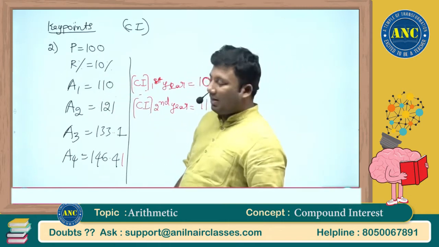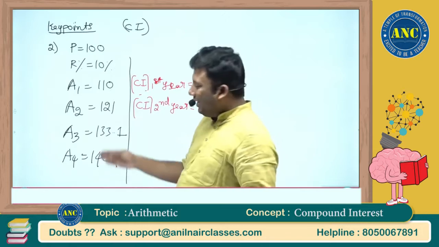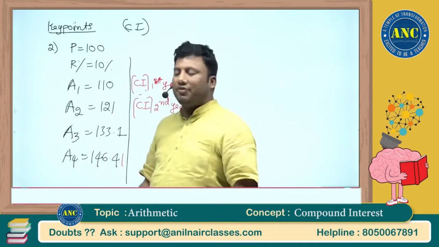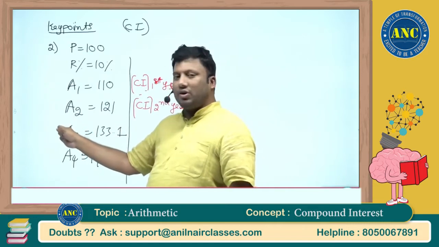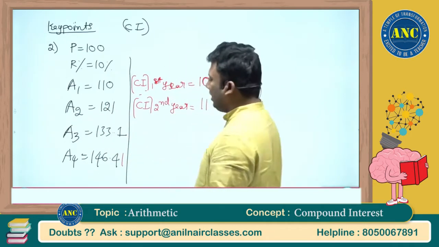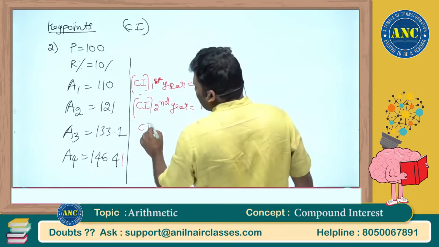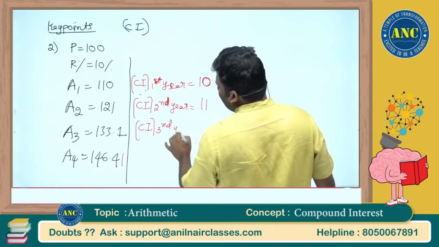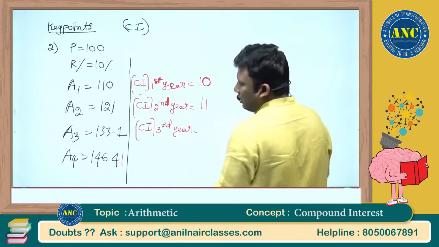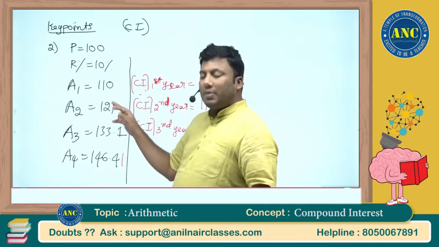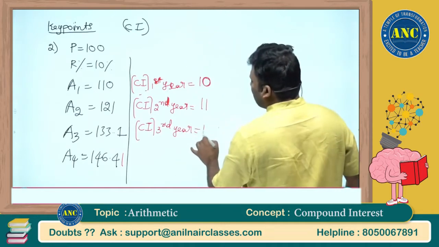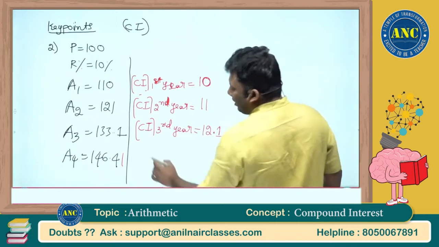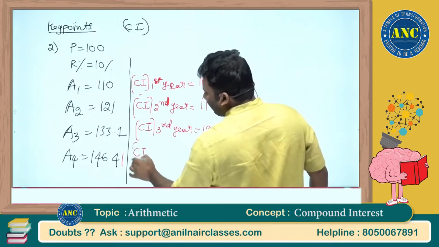What is 11? 121 minus 110. The amount at the end of the second year becomes the principal for the third year. That means it becomes the input for the third year. Beginning it is 121, ending it is 133.1. That means CI for the third year is 133.1 minus 121, which is 12.1.